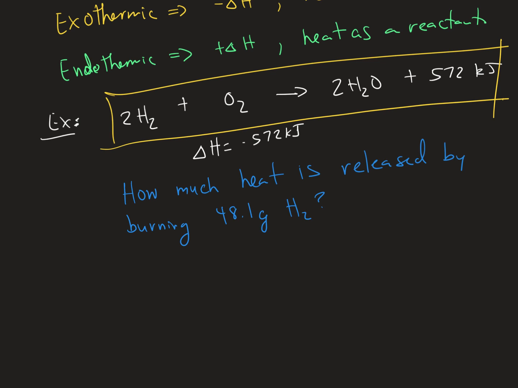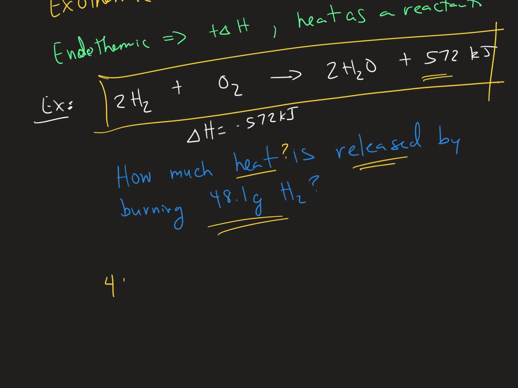Okay? So, where do we start now? With what we know. What are we looking for? How much heat? That's our question. How much heat is released? This is exothermic. Released means exothermic. A few keywords tell us it's exothermic. So we're going to start with what we know: 48.1 grams of H2.